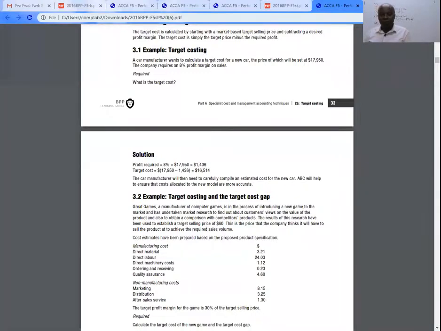Is there anybody who wants Mwalimu to do this question very fast?